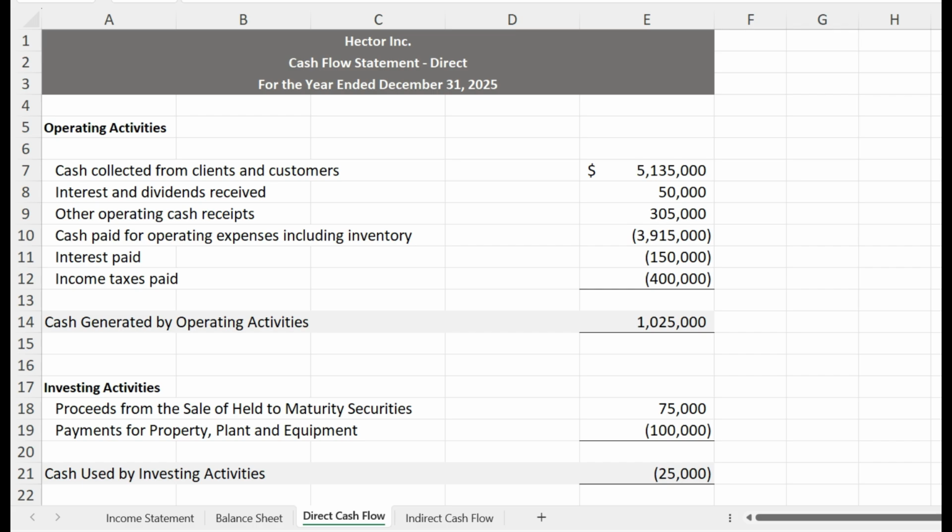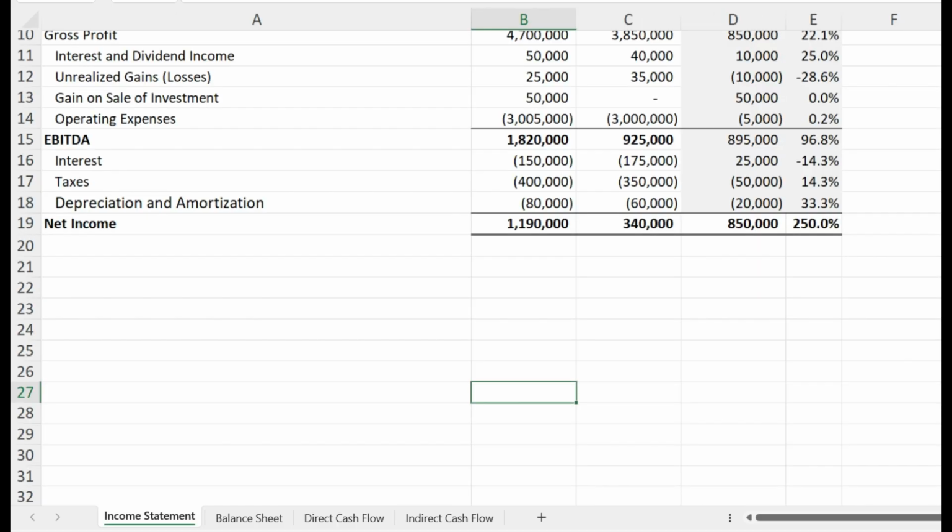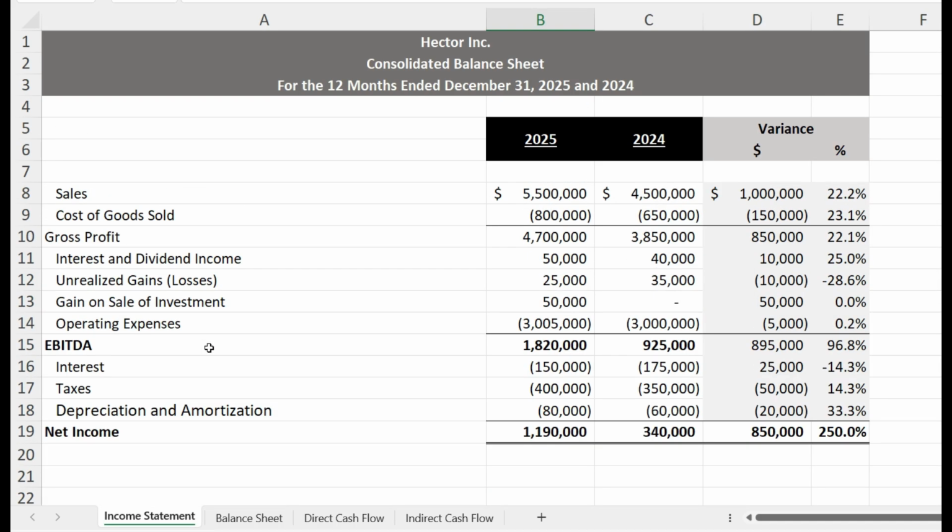All right, here is our example with Hector Incorporated. This is the direct cash flow statement, and we're going to use the income statement and the balance sheet to show you where these numbers came from. Our first category in the operating activities is cash collected from clients and customers. I'm going to show you where that number is being pulled from. First, we're going to go to the income statement, and we're going to pull the sales number.